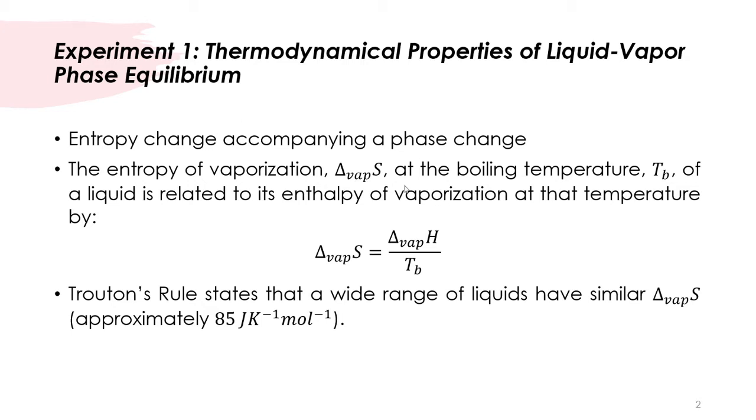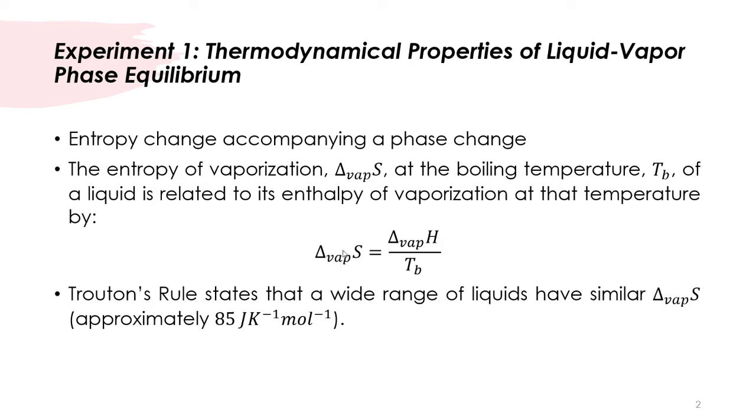Now, to lead to that value, the entropy of vaporization at the boiling temperature of a liquid is related to its enthalpy of vaporization. So as you have learned in physical chemistry 1, the relationship is that delta S equals the enthalpy of vaporization over the boiling point. Okay, so this is what you are going to get in your plot, and from this you can actually use this expression to get delta S.